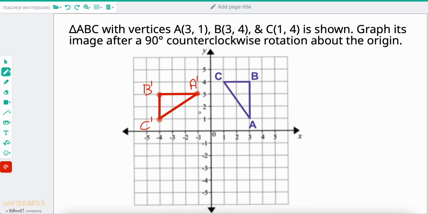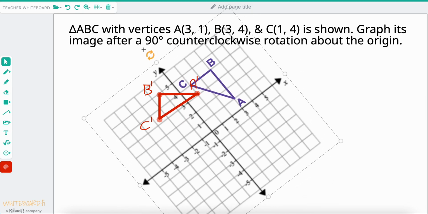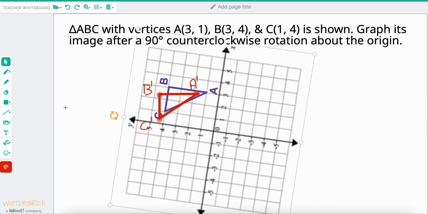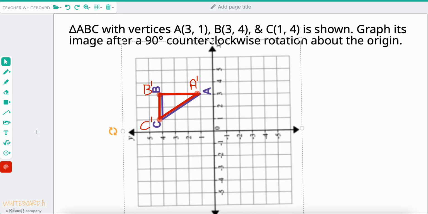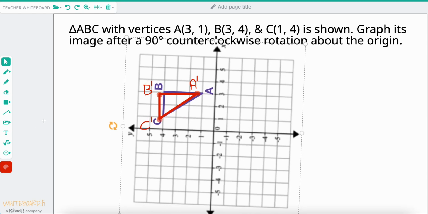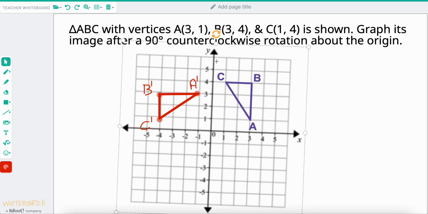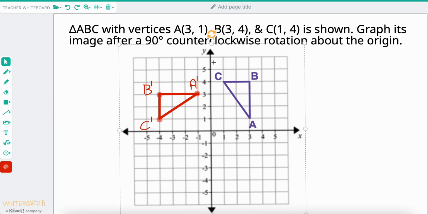The image is triangle A prime, B prime, C prime, and as you can see, it's the same as if I had rotated the entire graph 90 degrees. See that? That's where we want it to be, right there. All right, so that's your 90-degree rotation. Points ended up where they needed to be. And there you go.